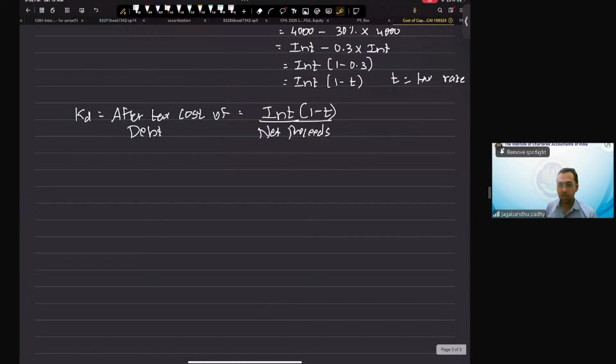So that's the formula for KD, or after tax cost of debt: interest into 1 minus t upon net proceeds. KD stands for cost of debt. We'll also see KE standing for cost of equity, KP standing for cost of preference, KR for cost of reserves. Right? So these are the standard notations that we are looking at.